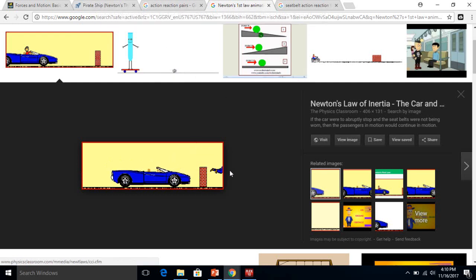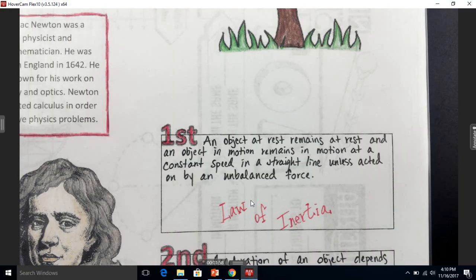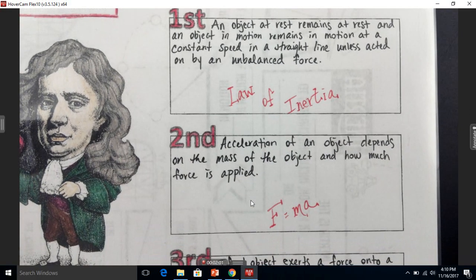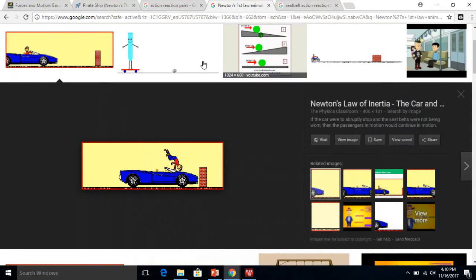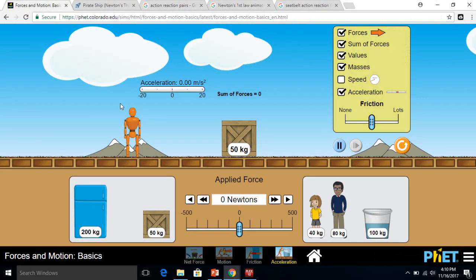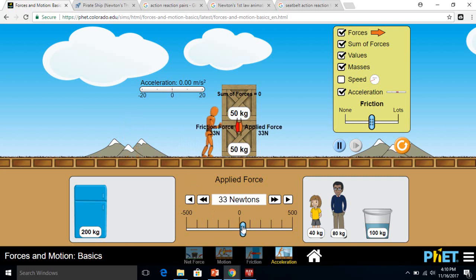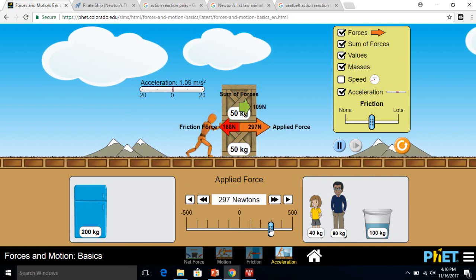Law 2. Let's take a look at Law 2. Law 2 says the acceleration of an object depends on the mass of the object and how much force is applied. So, let's go over here. Let's change this to 100 kilograms. Now, if I place a force on it, how much force I need depends on the mass.